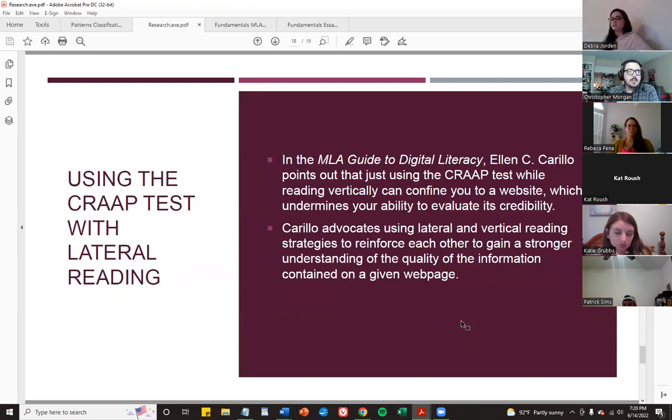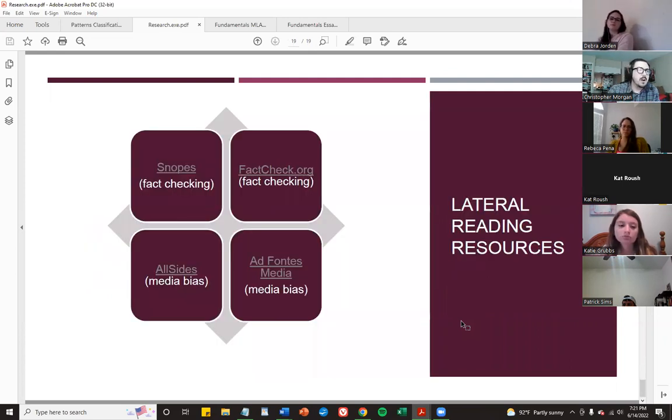So according to the MLA Guide to Digital Literacy, Lynn Carrillo points out that just using the CRAAP test while reading vertically can confine you to a website, which really works against your ability to evaluate its credibility. So like her, I will advocate reading both vertically and laterally, incorporating the resources of the internet to fully evaluate things.